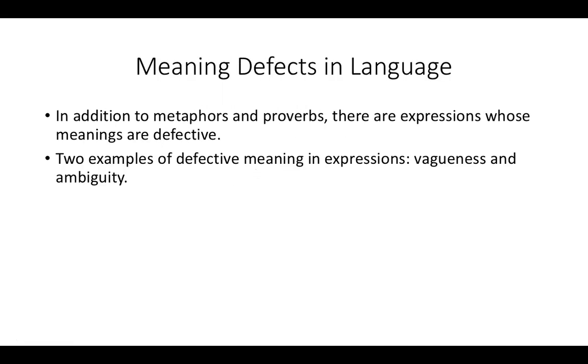Now let's go on to the next item on the agenda, meaning defects in language. Apart from metaphors and proverbs, there are expressions whose meanings are defective. Two examples of defective meaning in expressions are vagueness and ambiguity. These are two meaning defects in language. We're going to see these two kinds of defects, as well as the difference between them.